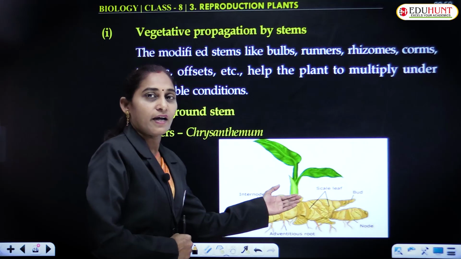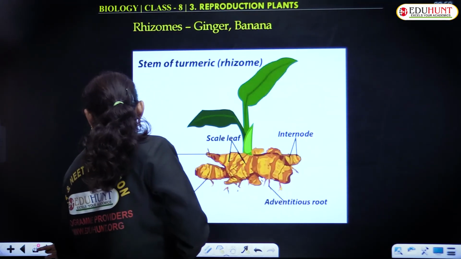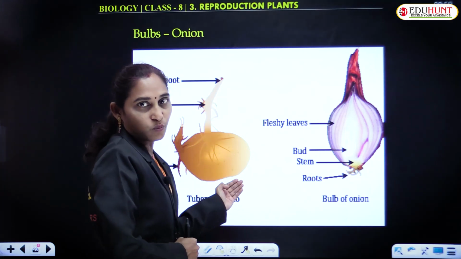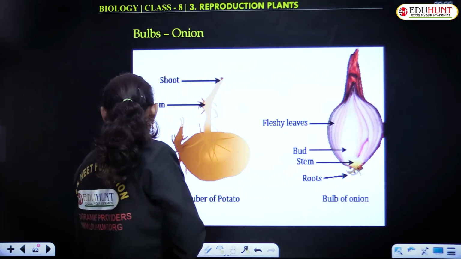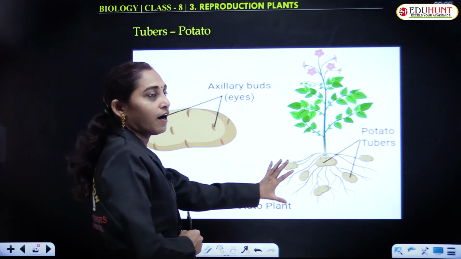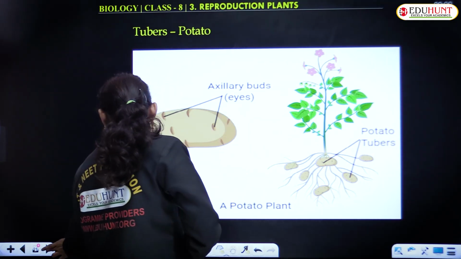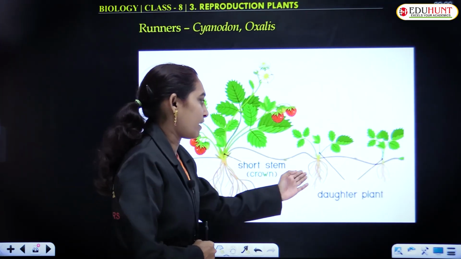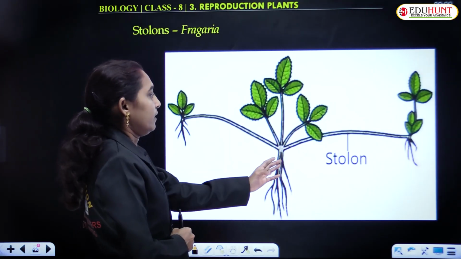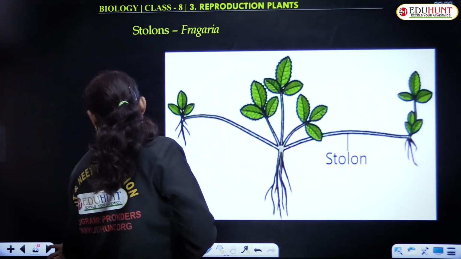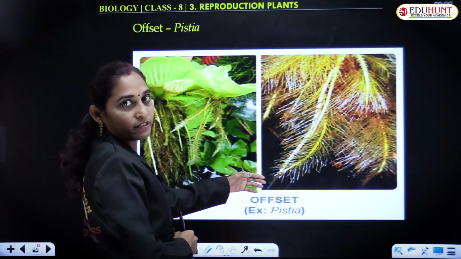This is an underground stem, rhizome, example ginger. This is stem tuber, potato. This is bulb, onion. All these are underground stems involved in vegetative propagation. This is a subaerial runner. It is a strawberry plant. It is a stolon. It is Pistia, offset in Pistia.